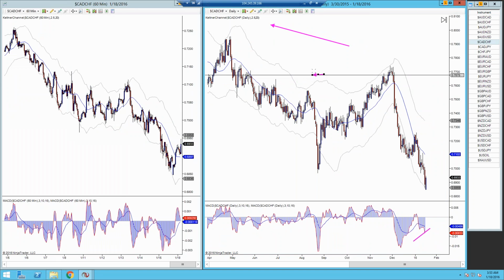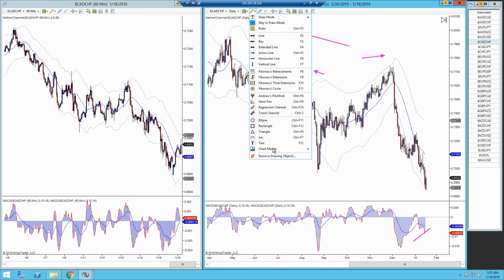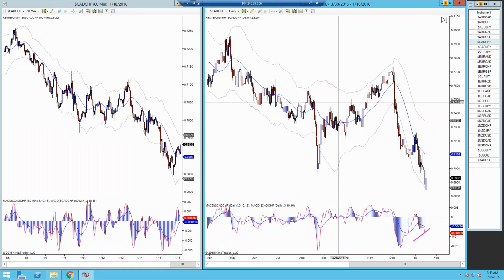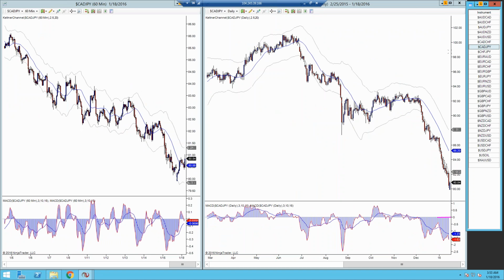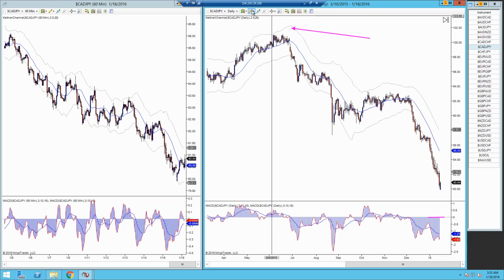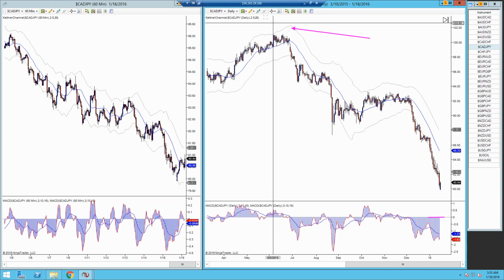All right, looking at the CADCHF. Okay, not seeing anything there. CADJPY. This thing's dying for me to draw a triangle or something. It's like it can't wait.